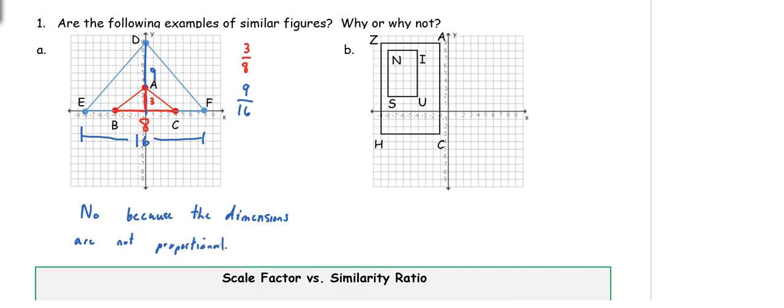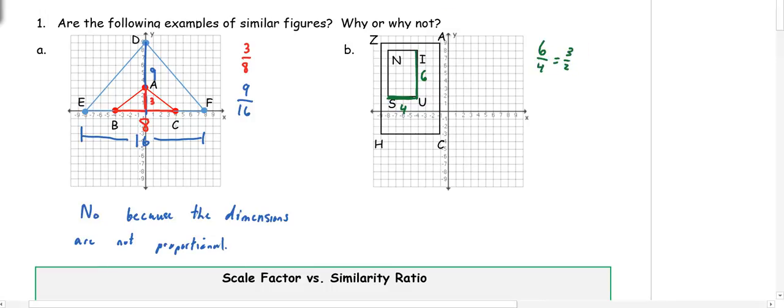In B, we're going to look at the length and the width. So when I look at IU, I can count and see that the height of IU is 6, and the width from S to U is 4. So we're going to do height to width. So I get 4 over 6, which reduces to 3 over 2.